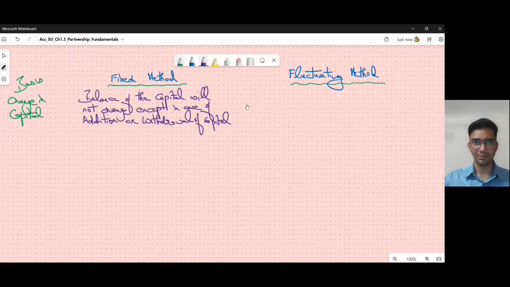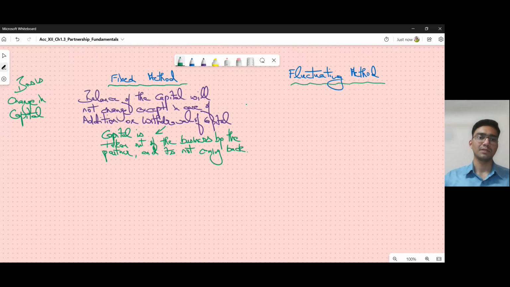When I say withdrawal of capital, I want you to understand this. Withdrawal means capital is taken out of the business by the partner and it's not coming back. This is what this means here.